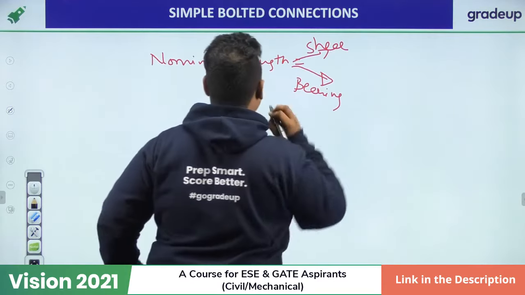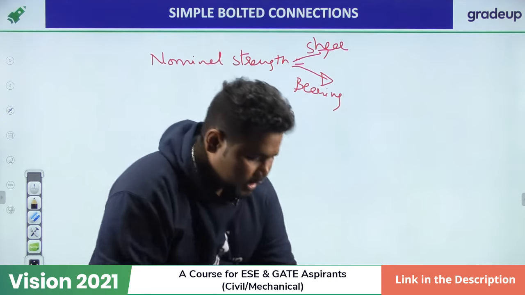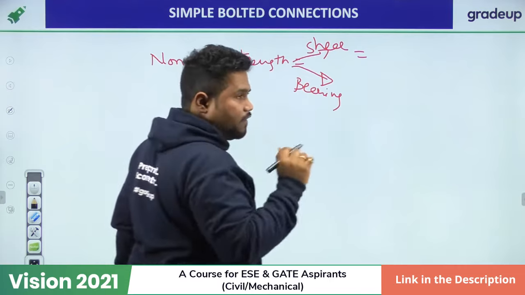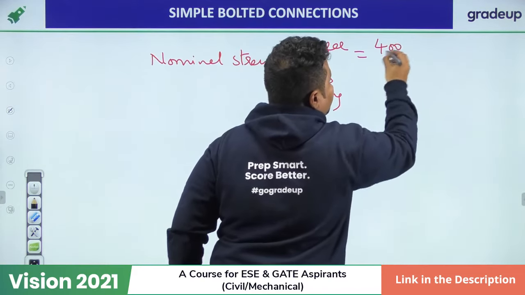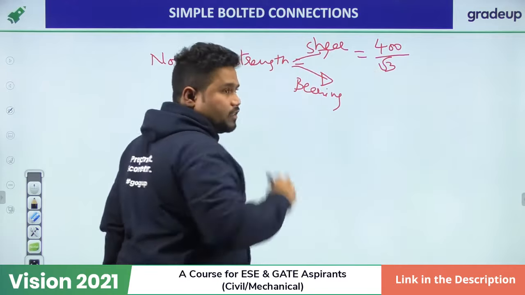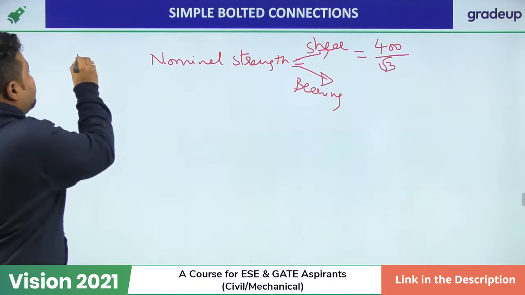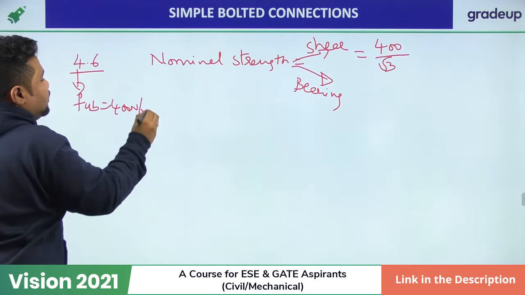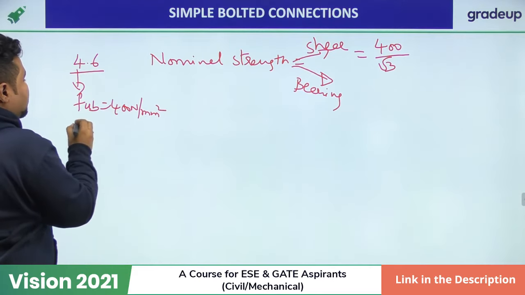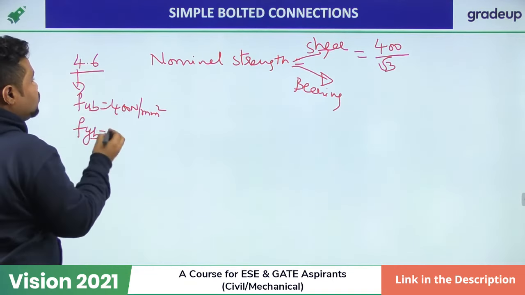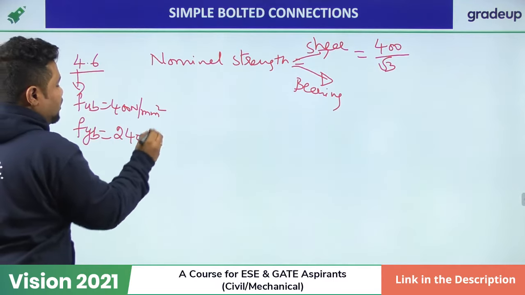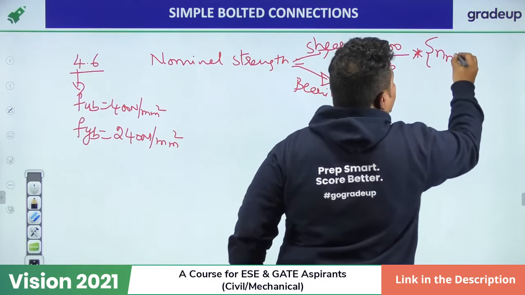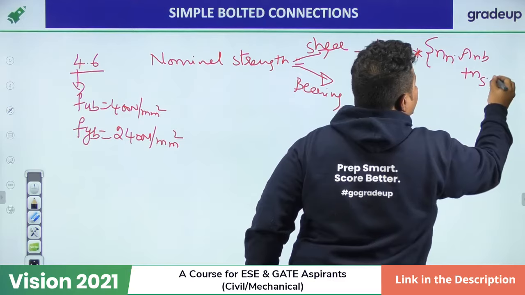So if it is a shear mode, you already know, you can directly pick: for shear, if I write ultimate strength of the bolt, which is 400 by √3, ultimate strength of the bolt grade 4.6. So from this one, the ultimate strength of the bolt is 400 megapascal, whereas yield strength of the bolt is 0.6 into 400, which is 240 megapascal. So FUB by √3 into NN into ANB plus NS into ASB.